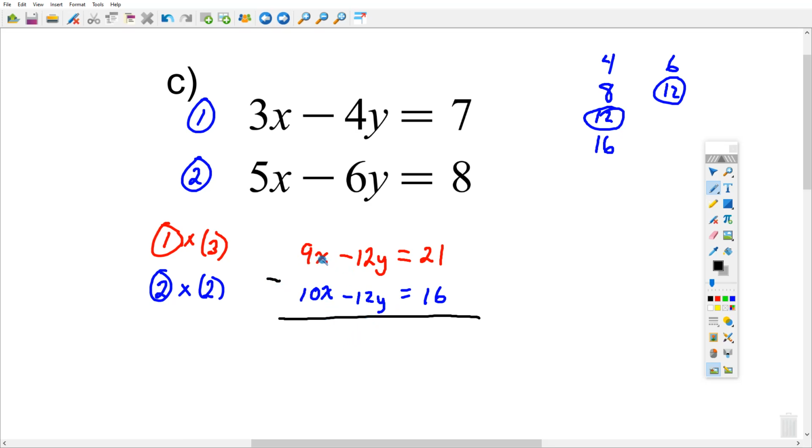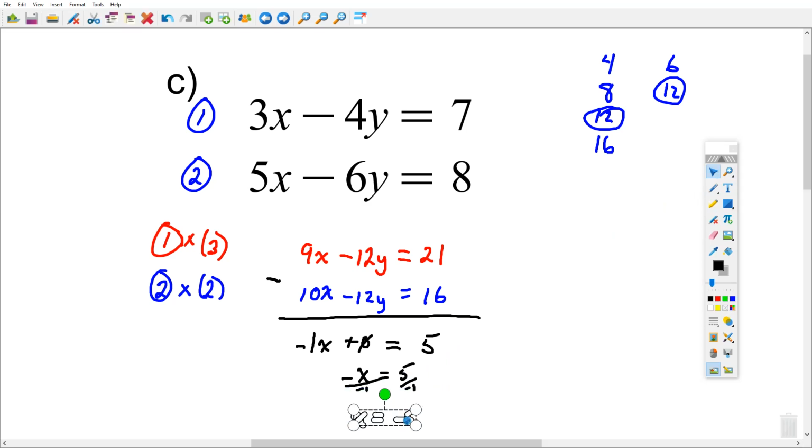So if I was to do 9x take away 10x, that would give me minus 1x. If I do minus 12y take away negative 12y, it's the same as doing minus 12y plus 12y, which gets me 0. So I have eliminated the y term, and I'm still subtracting, so it's 21 take away 16, which gets me positive 5. So I have minus x equals 5, which means that x must be negative 5 if I divide both sides by minus 1.